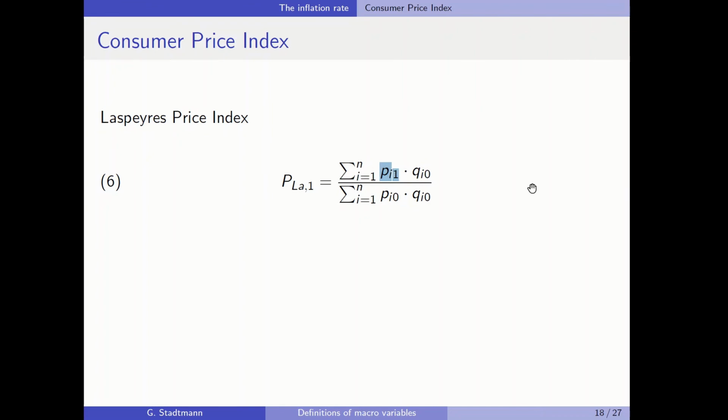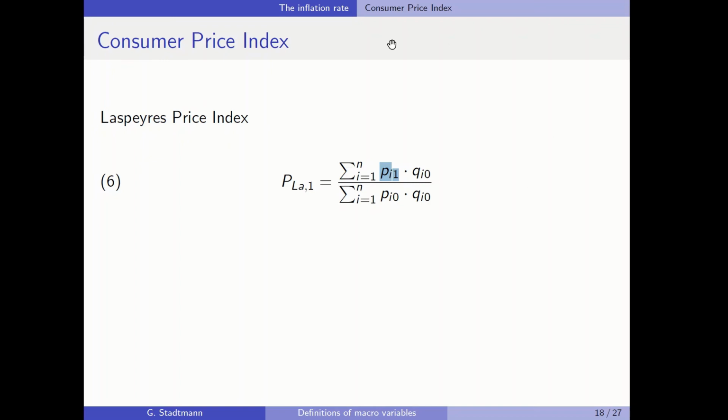In the end, the person at the counter says, okay, the price of this basket of goods is 102. And then when we compare the 102 with the sum of the shopping list one year before, which was 100, we can once more compute the inflation rate, which will be equal to 2%.